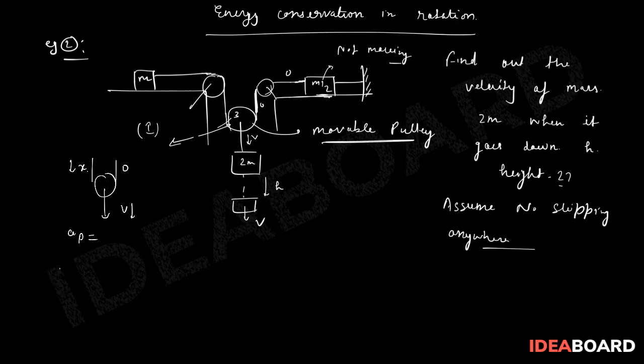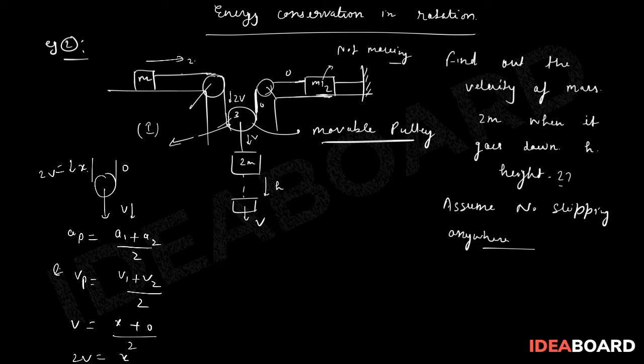So we apply for a movable pulley, acceleration will be (a1 plus a2) by 2, and the velocity of the pulley will become (v1 plus v2) by 2. This we know from dynamics. So if you apply v pulley, which is (0 plus x) by 2, then x will simply be equal to 2v. So I can write this rope will come down with 2v velocity, then this block will move with 2v velocity. So we have identified our relations with x and 2v, and now we can apply the energy conservation.